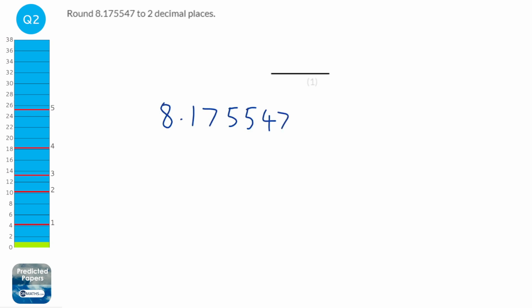It says to 2 decimal places, so we're going to draw a line after the second decimal place. Now all the numbers to the right are going to disappear. They're going to turn to 0, and because it's a decimal, that just means we get rid of them. But we have to look at this number first. If this number is less than 5, we just keep the number to the left, so 8.17. But if it's 5 or more, then this 7 goes up to an 8. So this will be 8.18.